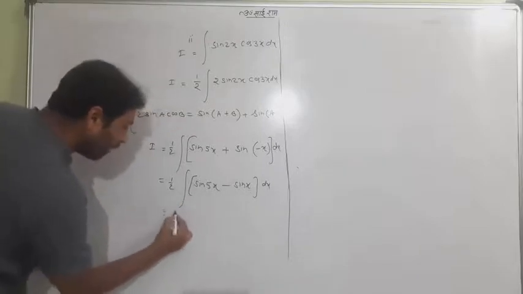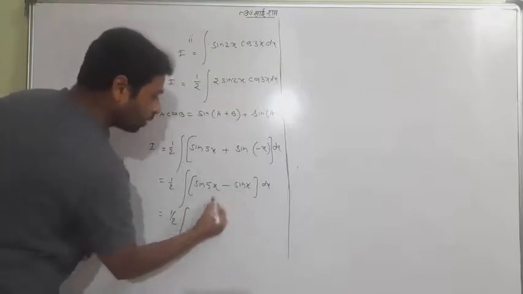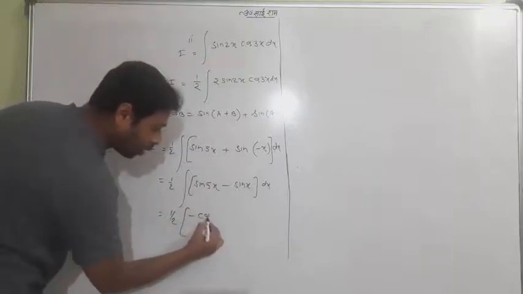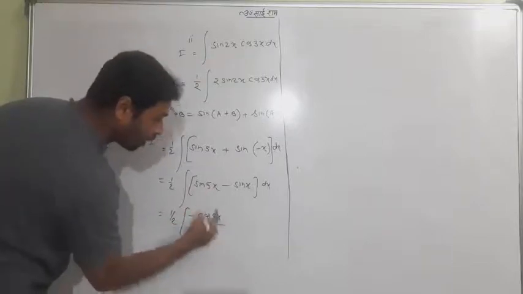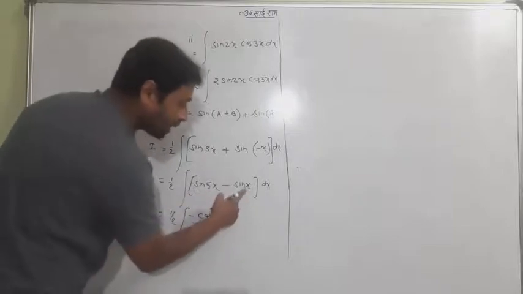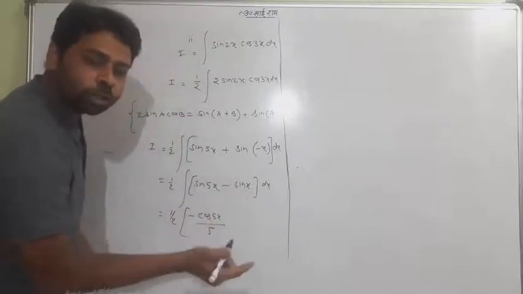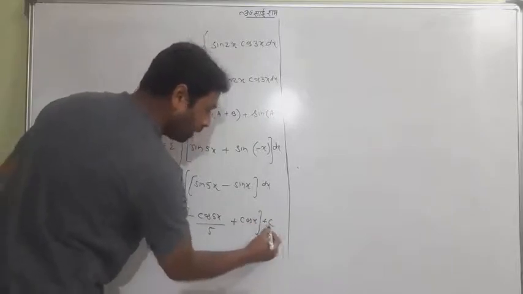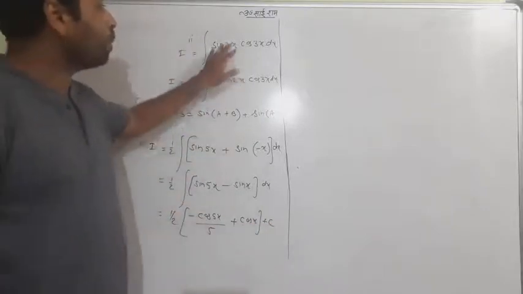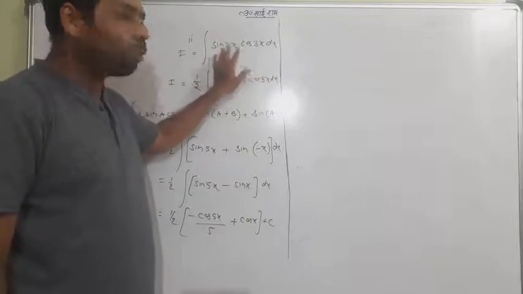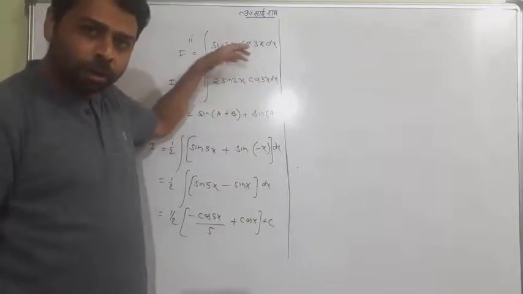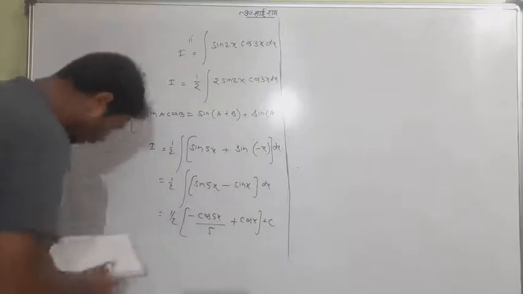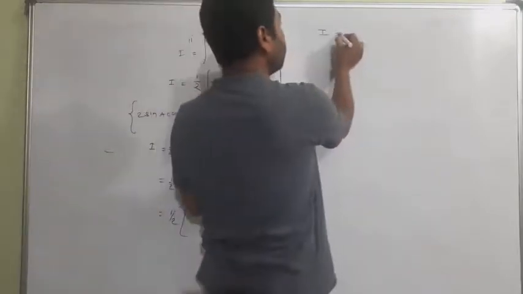And now lastly you integrate both the functions. Sin 5x has integration minus cos 5x upon 5, because the coefficient of x is 5, and sin x is a lone function whose integration is minus cos x, meaning it becomes plus cos x, and plus c. That's the answer of the question. So remember, whenever sin cos, cos sin, or cos and sin come, you have to solve by this method. Okay, now let me take the further question.